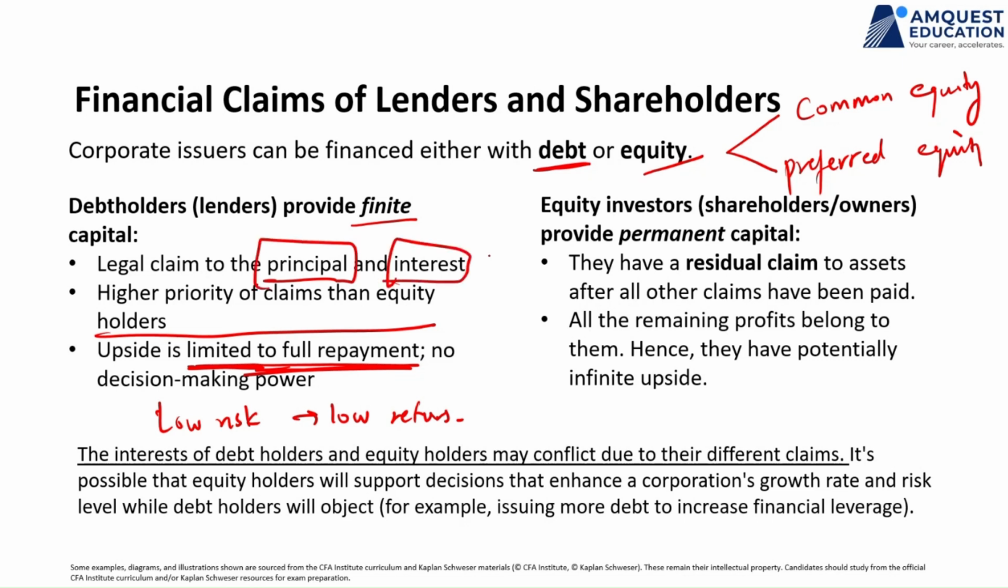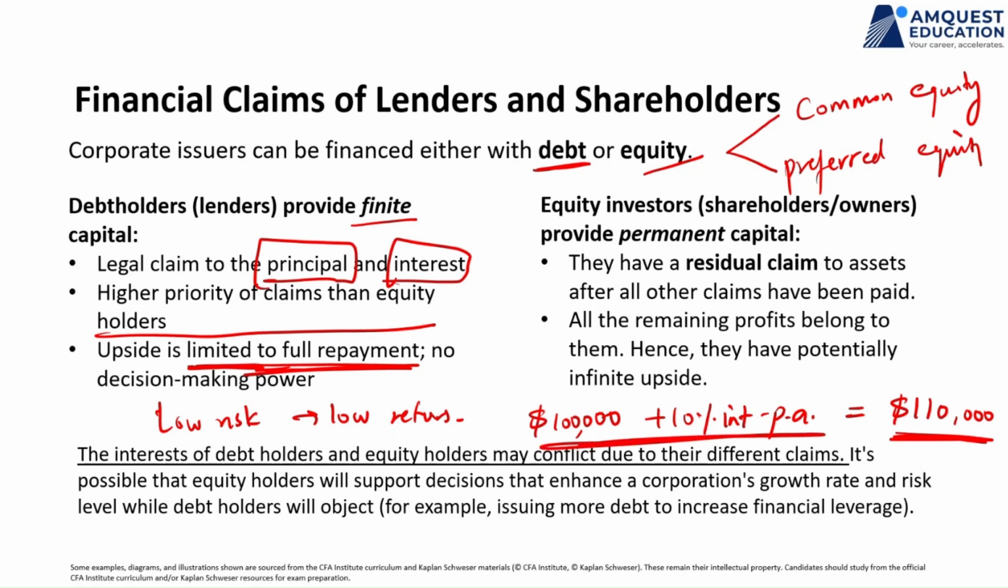For example, if I take $100,000 from you as a loan, and I say I'm going to pay you 10% interest per annum, which means end of the year one, I'm going to pay you $110,000 and finish, which means the maximum you make is $10,000. But think about it, by using your money, I did something really good about the business, and now the business is ready to increase in value. You will not get anything beyond $10,000.